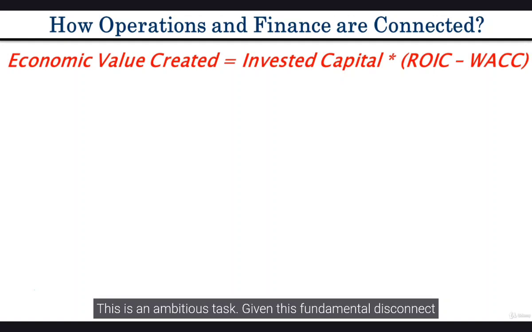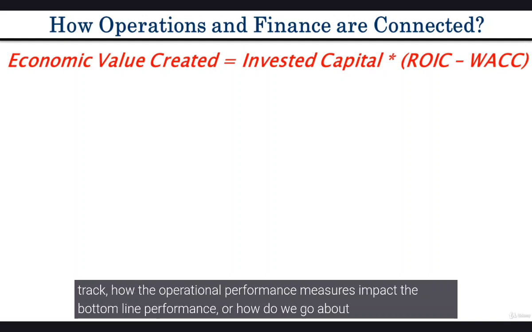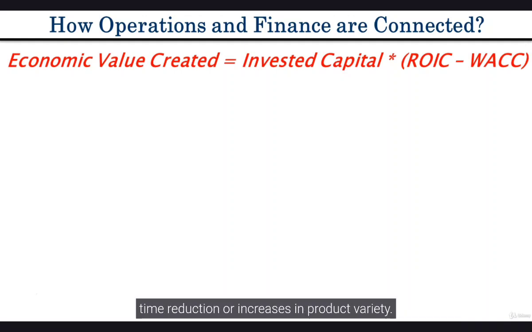Given this fundamental disconnect, managers and consultants often struggle with questions such as what performance measures should we track, how do operational performance measures impact the bottom line performance, or how do we go about improving processes to achieve various operational performance improvements, including cost savings, lead time reduction, or increases in product variety.